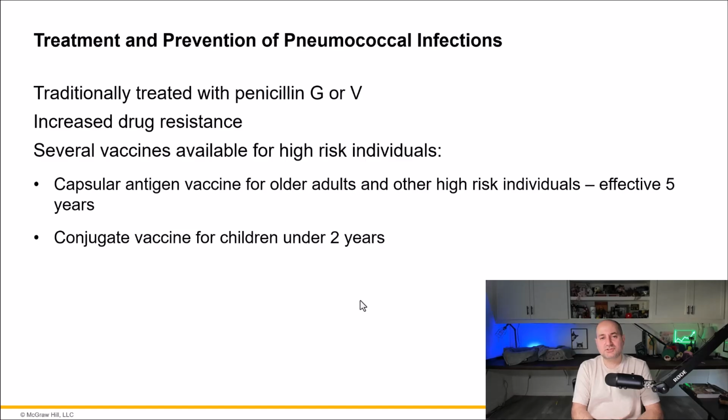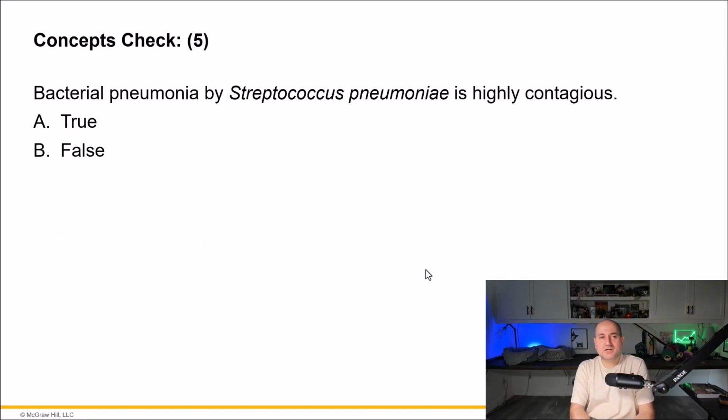So how do we treat these pneumococcal infections? Usually with penicillin G or V. Though due to increased drug resistance, we've had to change tactics. Several vaccines are available for high-risk individuals. All right, and that leads to concept check.